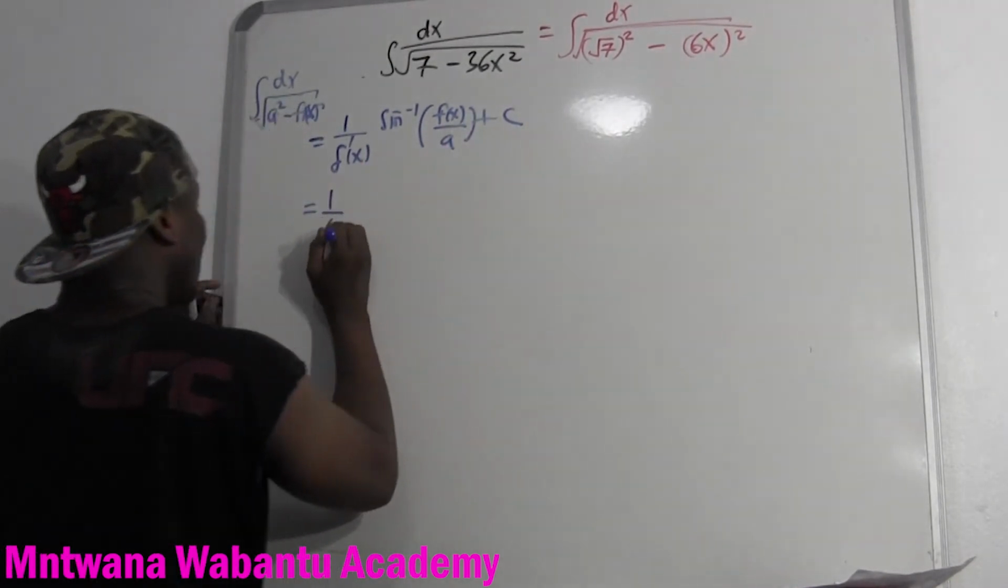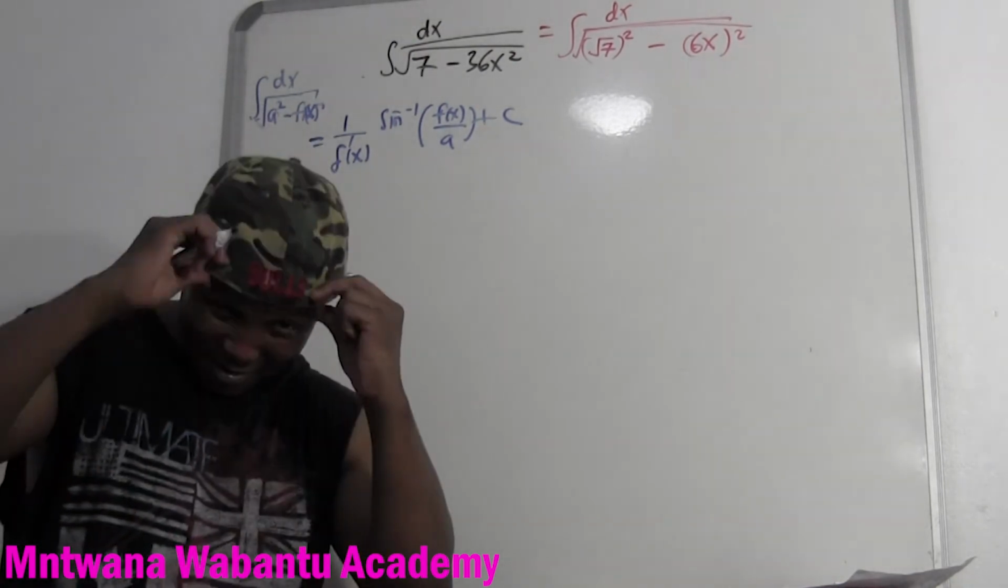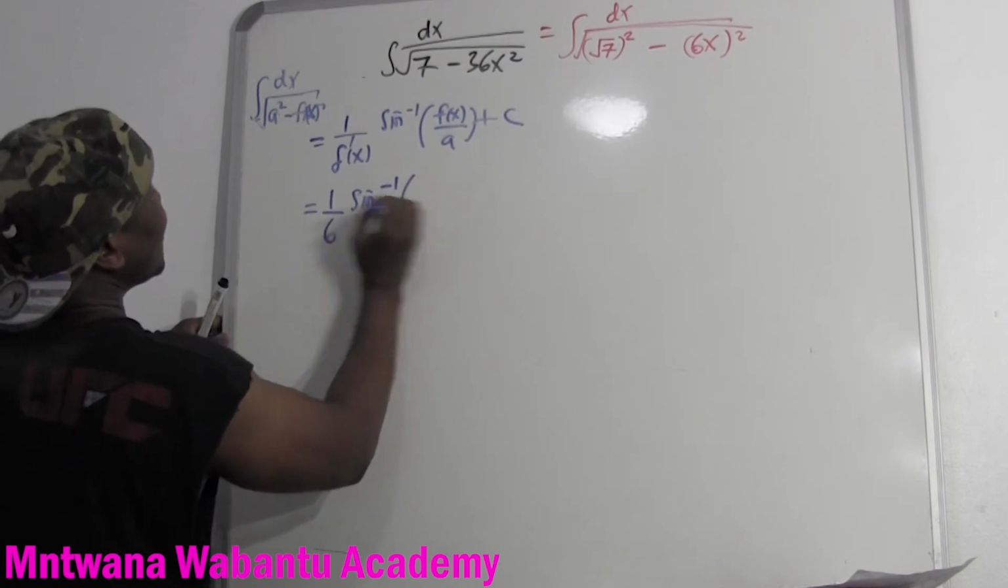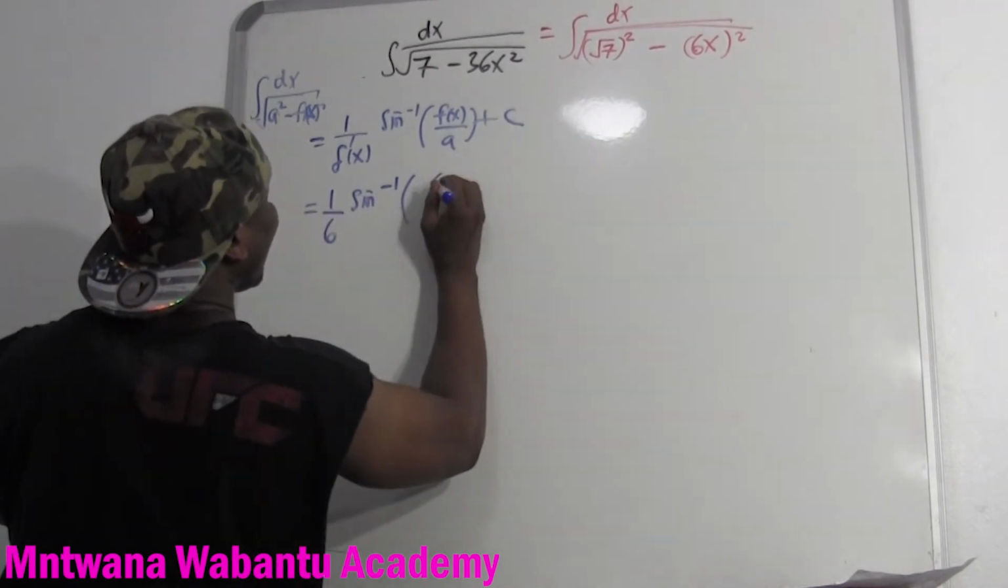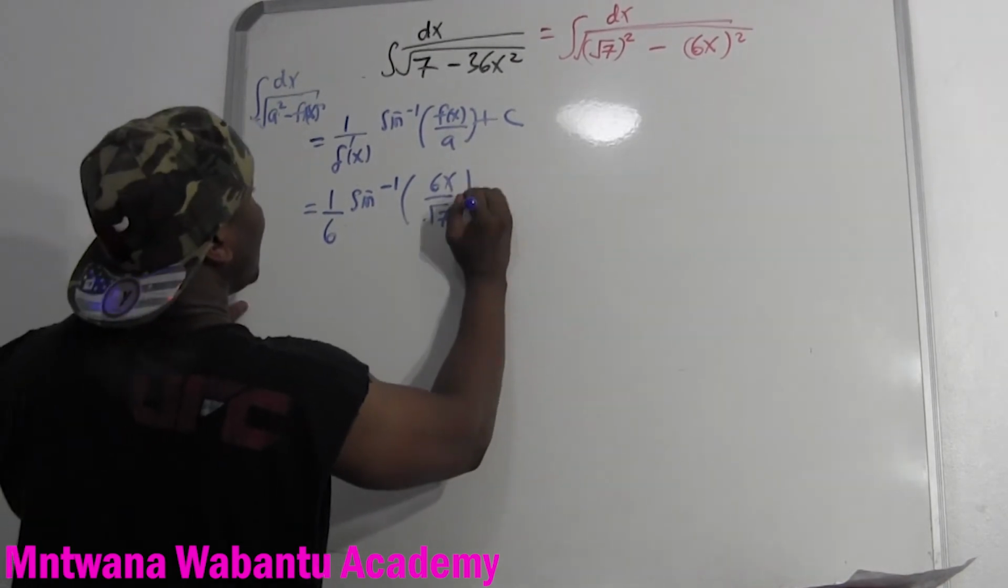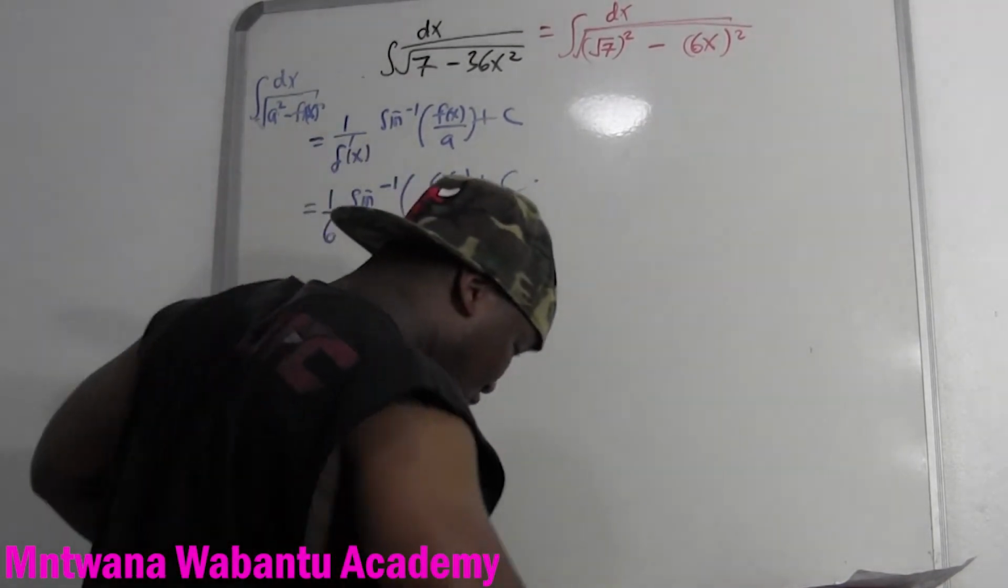When you differentiate x, you get 6. Sine inverse of f(x). What is f(x)? f(x) is 6x over a. What is a? A square root of 7, plus constant. We're done. Let's go to the next question, guys.